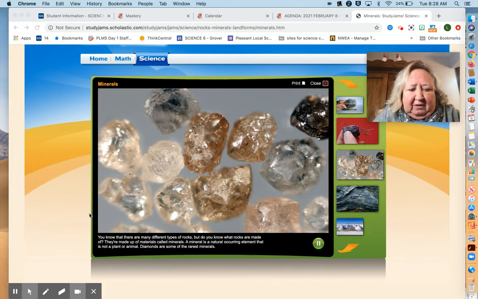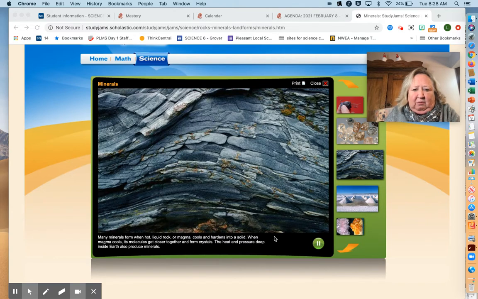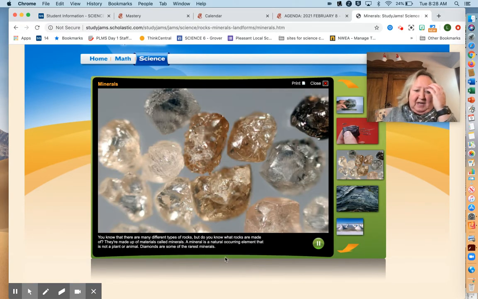All right, you know that there are many different types of rocks, but did you know what rocks are made of? They are made from minerals. And as we know, a mineral is a naturally occurring element made in nature that is not a plant or animal, inorganic. Diamonds are the rarest of minerals.